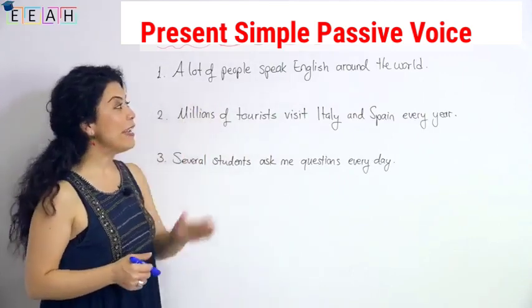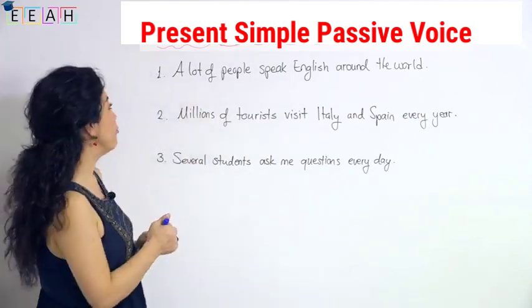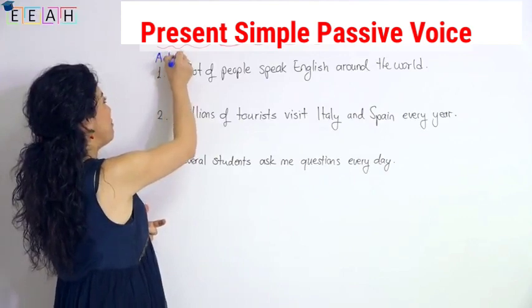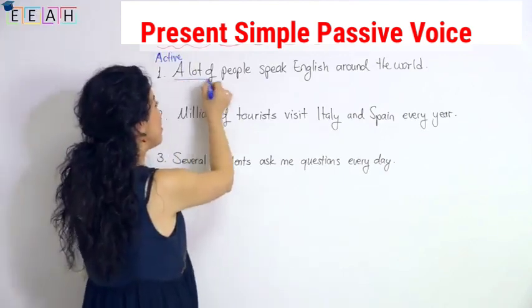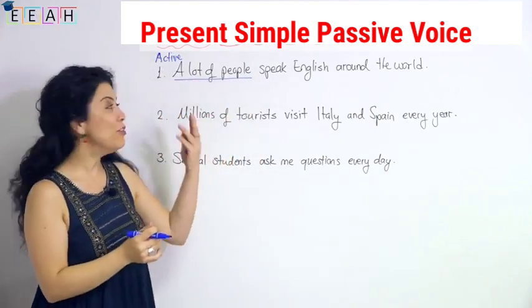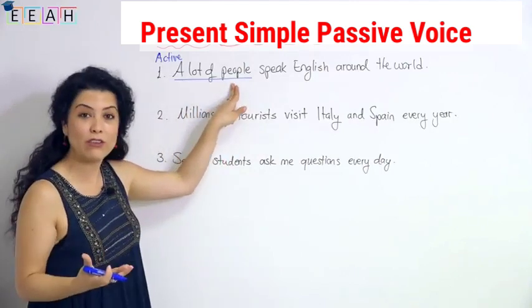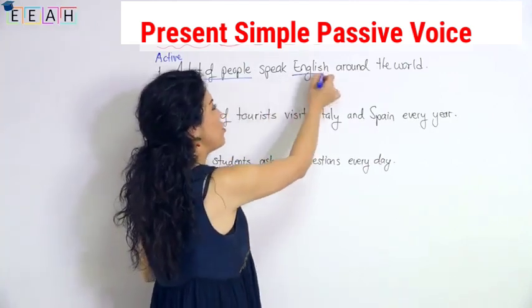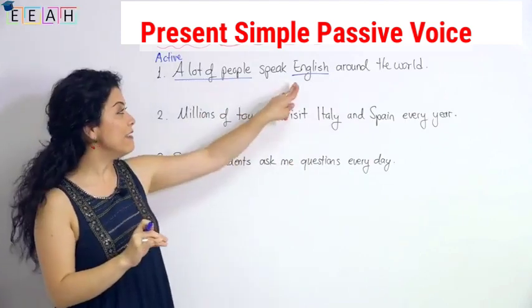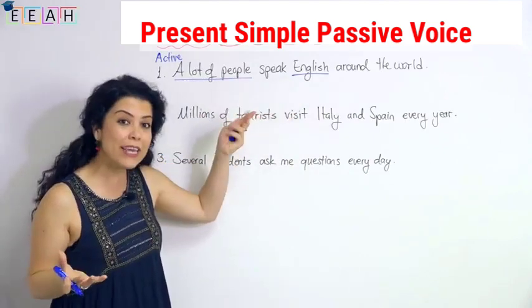A lot of people speak English around the world. This is an example of an active sentence, because I start the sentence with the person or the people doing it. A lot of people, what do? They speak English. So the object here is English. What do they speak? English.